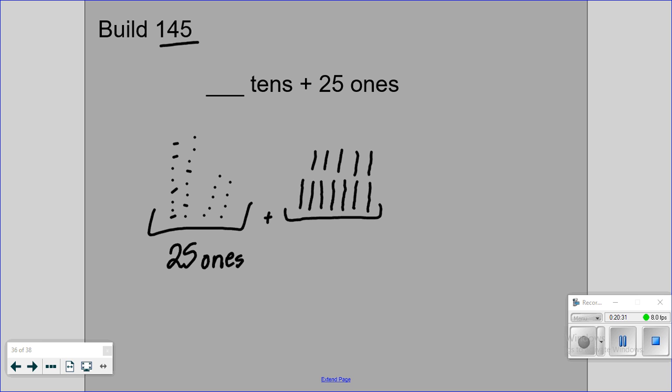How many tens is that? 12. Nope, 11. 1, 2, 3, 4, 5, 6, 7, 8, 9, 10, 11, 12. Remember, we should have this written on our desk.